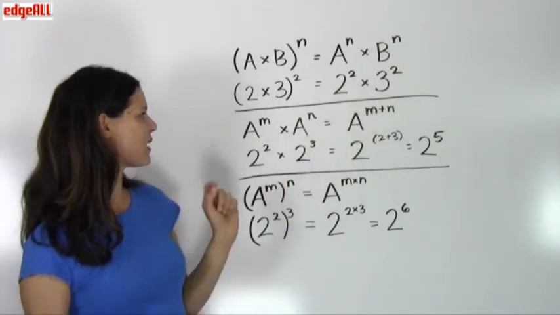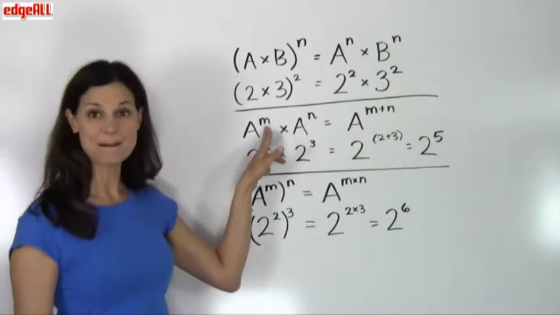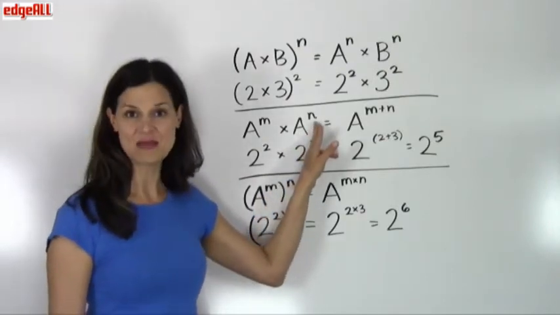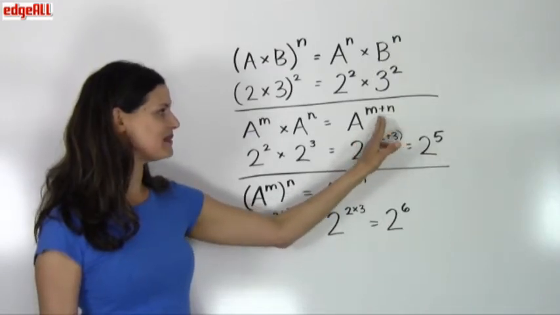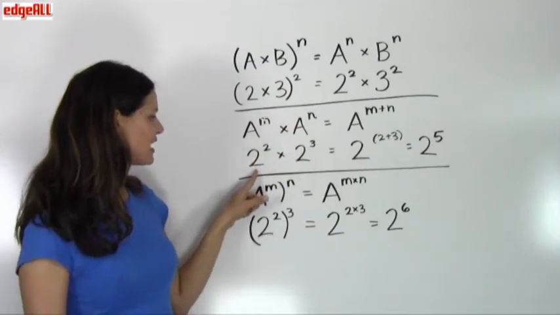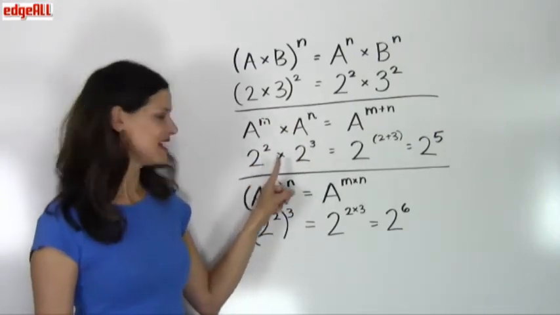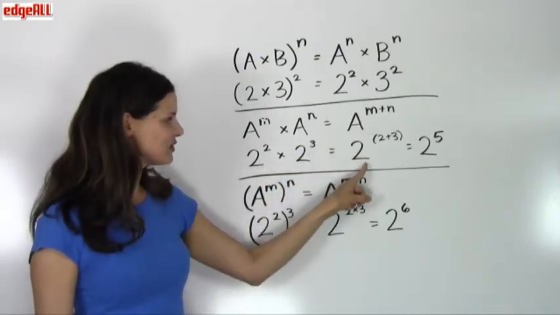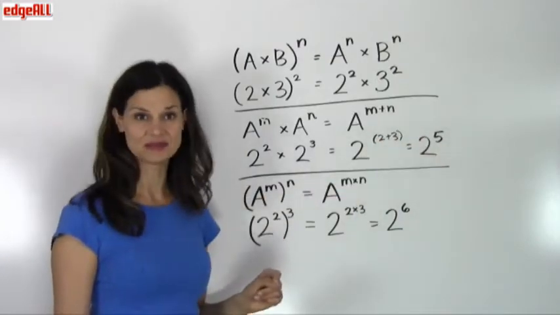If I have a number raised to the m power times that same number raised to the n power, that's equal to my number, and then I add my two exponents together, m plus n. So if I have 2 to the power 2 times 2 to the power 3, that equals 2 to the power 2 plus 3, or 2 to the 5th power.